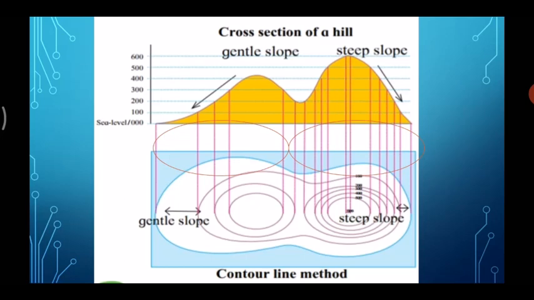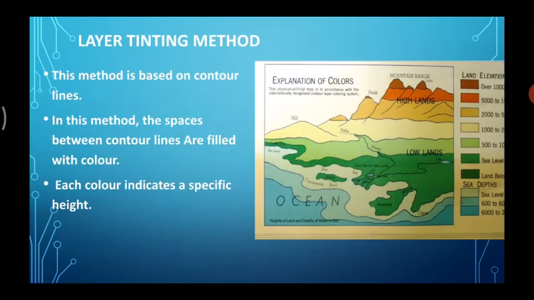Okay, let's move forward. Now the next is the layer tinting method. This method is based on the contour line. These two methods, the contour line method and the layer tinting method, are related to each other. Let's see how. This method is based on contour lines. Now in this method, the spaces between the contour lines. Can you see in this diagram?